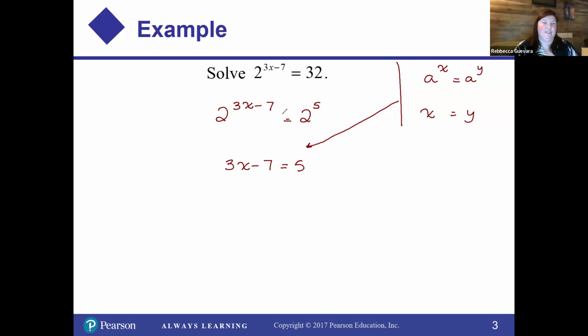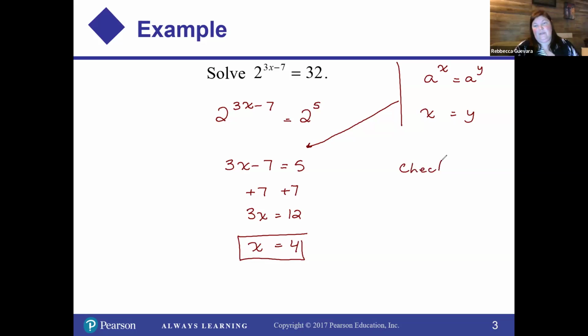So like I said, we have the same base, so we just set the exponents equal. Then we just have to solve for x. So we add 7 to both sides. We have 3x is equal to 12. That means x is going to be equal to 4.